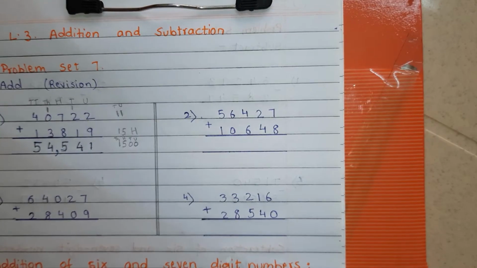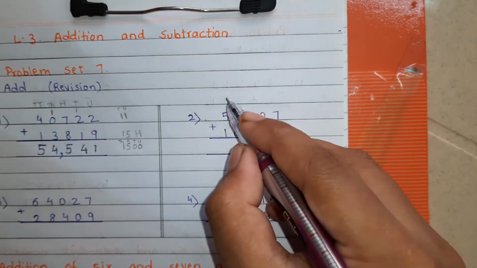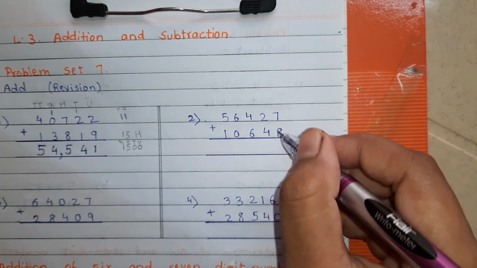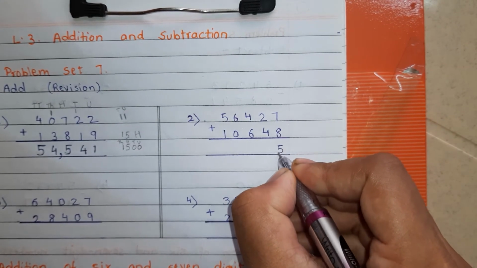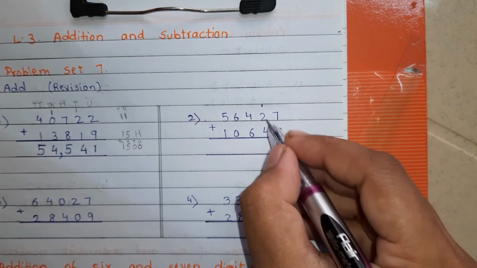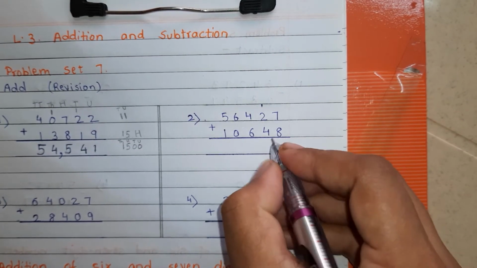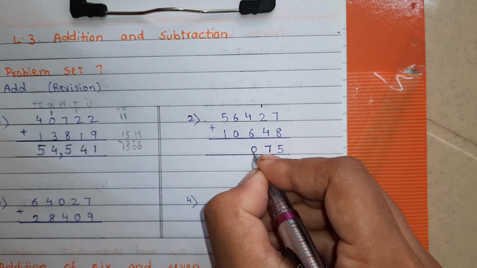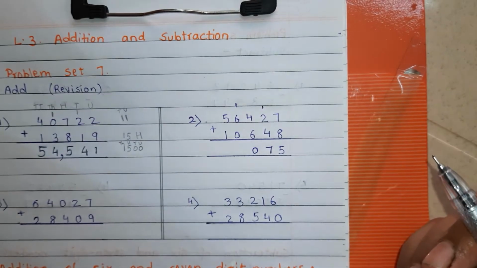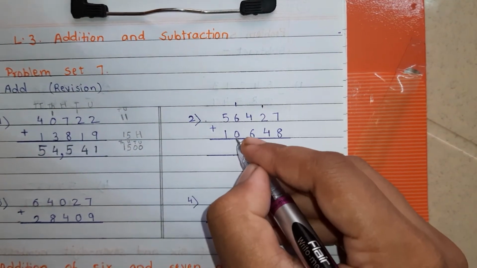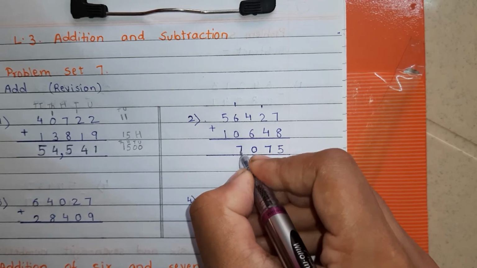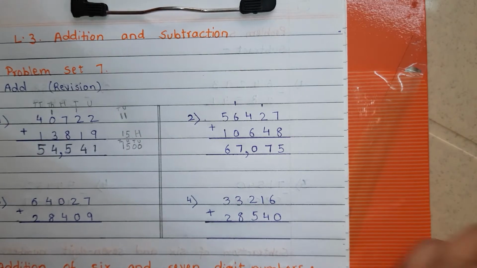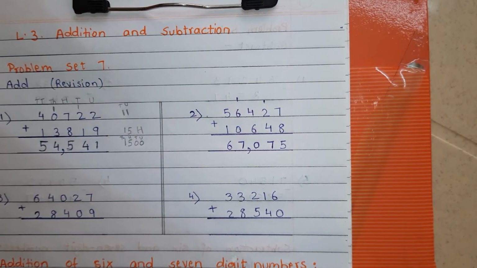Next one, the second one. Now no need to write places. That was just for your explanation. Directly you can do it. 7 plus 8, 15. 5 carry 1. 2 plus 1, 3. 3 plus 4, 7. Now 4 plus 6, 10. So 0 here, 1 carry. 6 plus 1, 7, plus 0, 7 only. And 5 plus 1, 6. So the answer is 67,075.